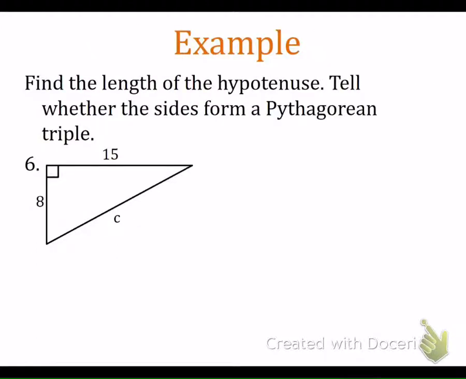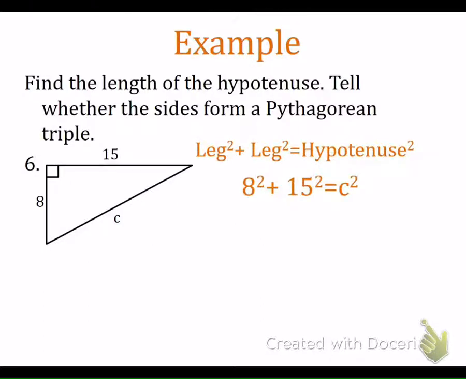All right, so our last example for today says, find the length of the hypotenuse. Tell whether the sides form a Pythagorean triple. So how am I going to find the length of the hypotenuse? 8 squared plus 15 squared equals c squared. Same old Pythagorean theorem we've been doing. Now, if our answer is a whole number, then it's a Pythagorean triple. If our answer is a decimal, it's not a Pythagorean triple. 8 squared is 64. 15 squared is 225. C squared is C squared.